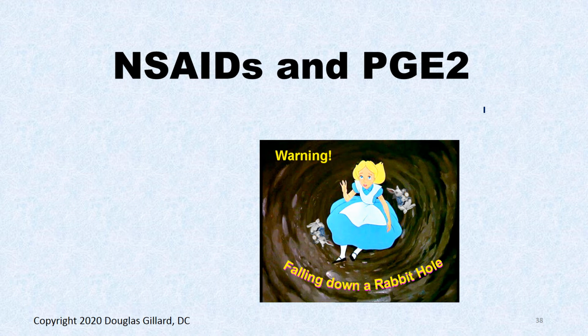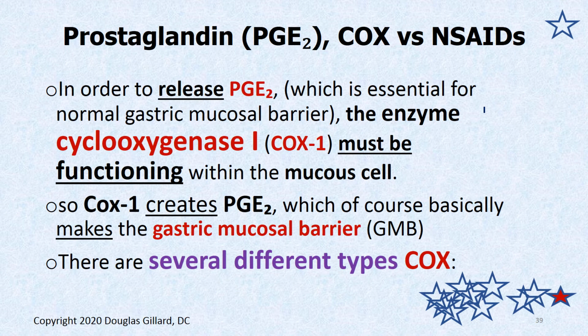Okay, NSAIDs and PGE2. I kind of just told you PGE2, so that's released again out the basolateral surface of mucosal cells. And in order to release PGE2, you need an enzyme called cyclooxygenase. Usually it's cyclooxygenase 1 or Cox-1. Cox-2 can help, but not nearly as much as Cox-1. So Cox-1 creates PGE2, which is responsible for your mucus coating around your stomach.